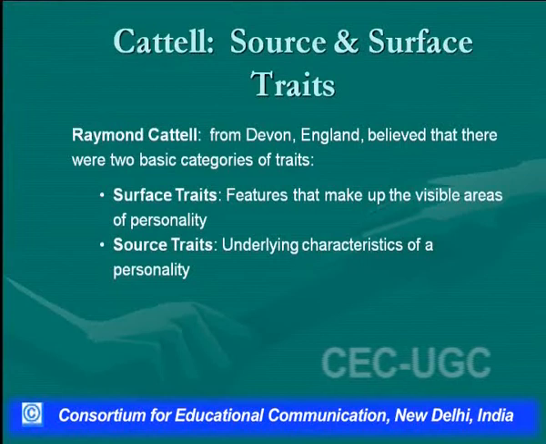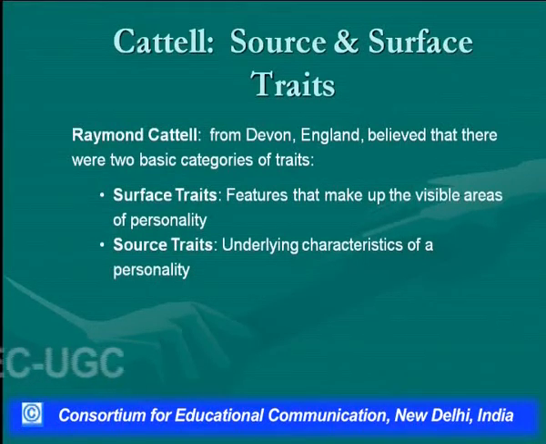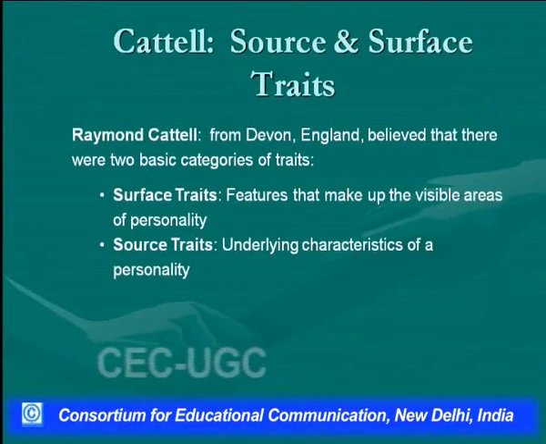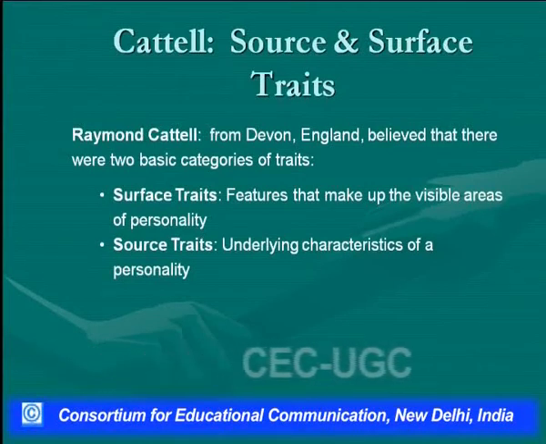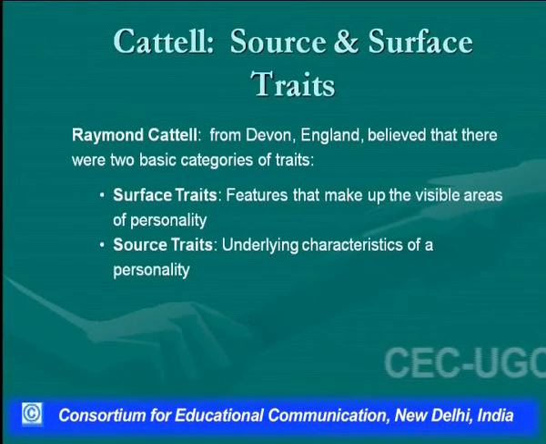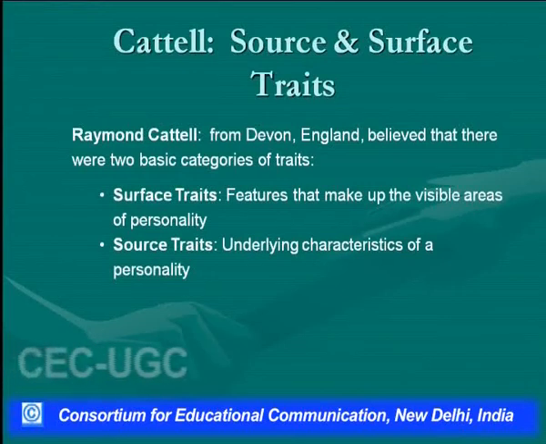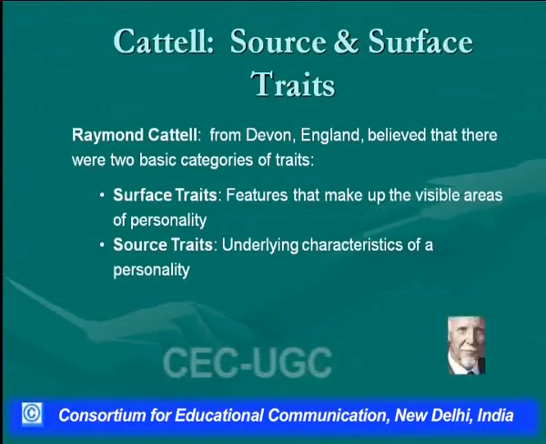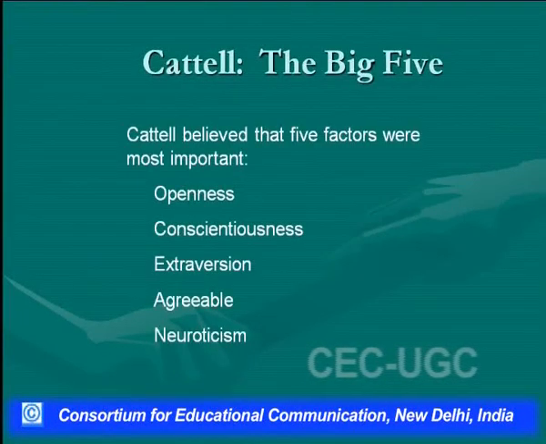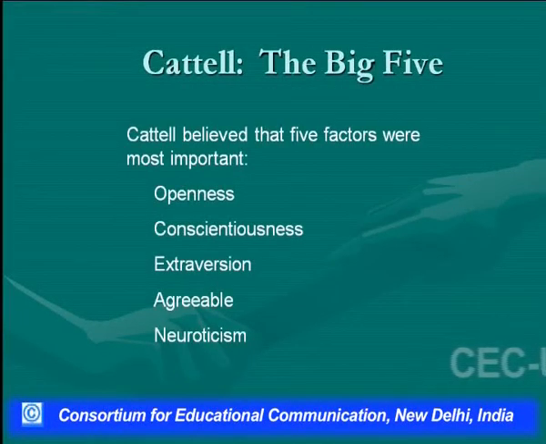Then we discussed Cattell's surface and source traits. The surface traits, as the name suggests, are visible. The source traits are not visible, they are underlying. So Raymond Cattell believed that these are the two categories of traits, and he talked about the 5 factors.